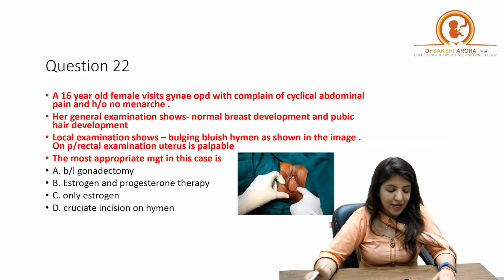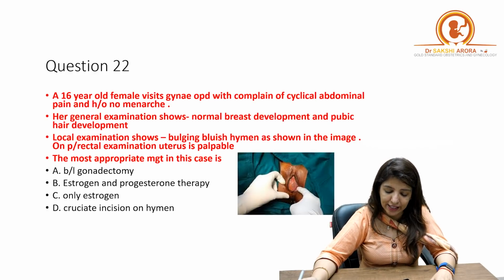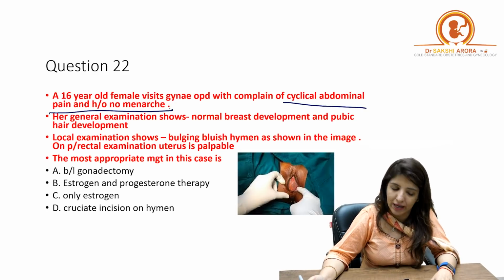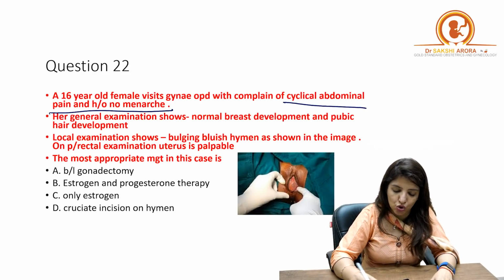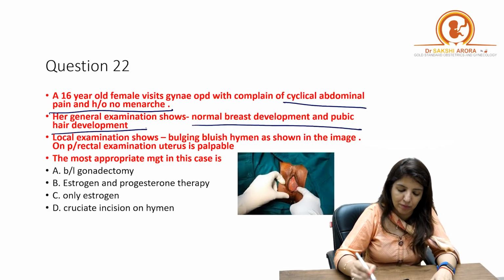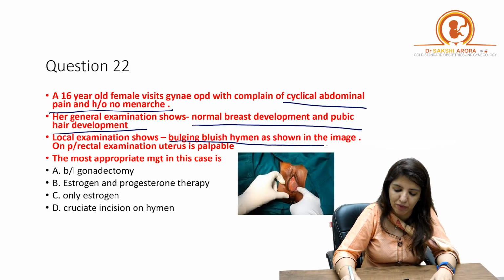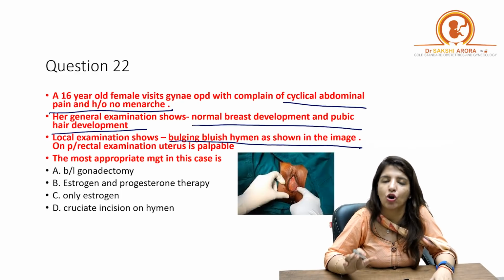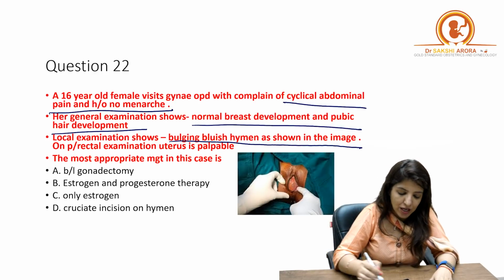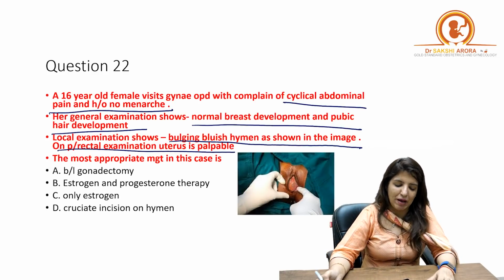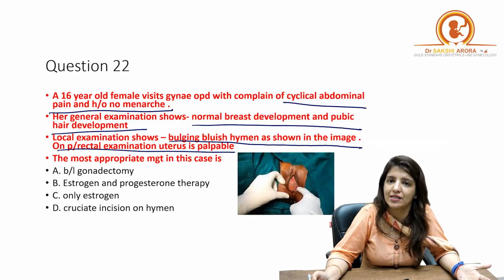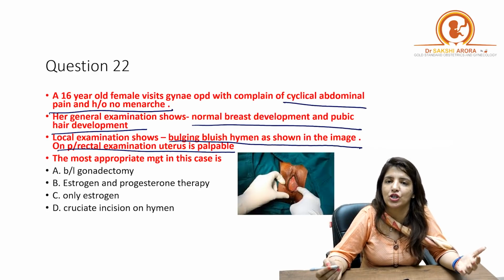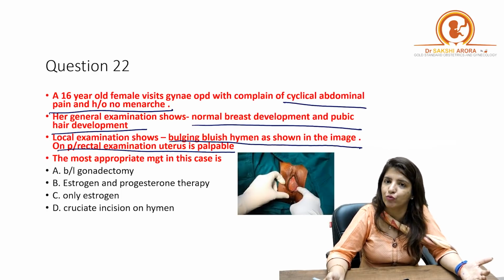Okay. Next question. A 16-year-old female visits gynae OPD with a complaint of cyclical abdominal pain and history of no menarche. Her general examination shows normal breast development and pubic hair development. Local examination shows a bluish bulging hymen as shown in the image. I am not sure whether this particular image was there or not, but there was an image of a bulging hymen. On per rectal examination, the uterus is palpable. The most appropriate management in this case is... So over here, the question itself is telling you that there is a bulging bluish hymen, which means it is a case of imperforate hymen.